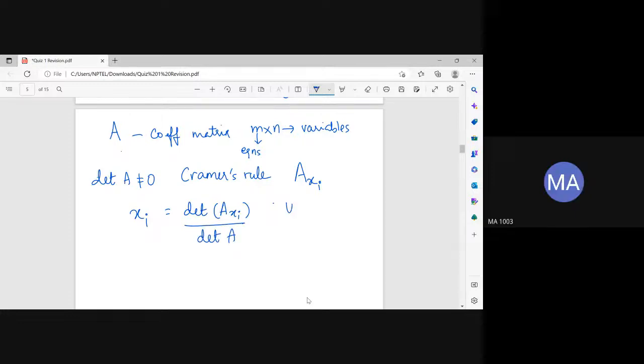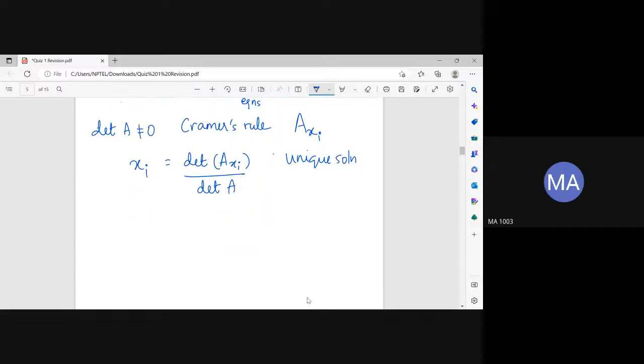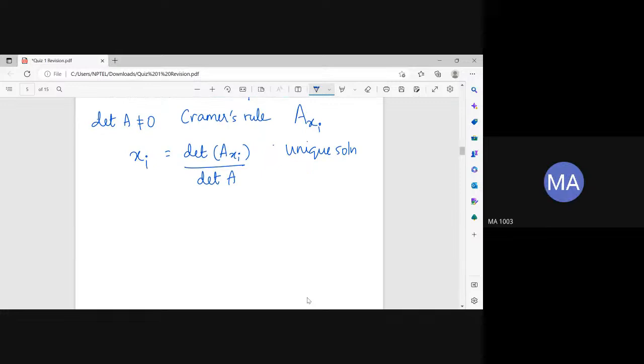So in this case, there's always a unique solution, right? Yes, ma'am. If the coefficient matrix is invertible, then we always have a unique solution, and that unique solution can be obtained using Cramer's rule. Or, if the determinant is non-zero, you can find the inverse of the matrix and multiply it with B. This way also you can get the solution. And when the determinant is equal to zero, we have a unique solution? No, when the determinant is equal to zero, a unique solution is not at all possible. There will be infinitely many solutions, or no solution, depending on the case.